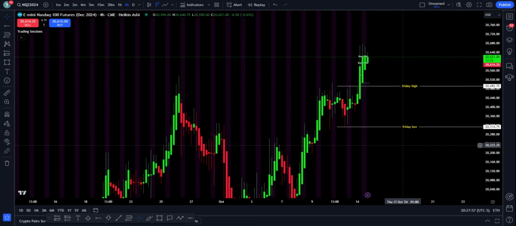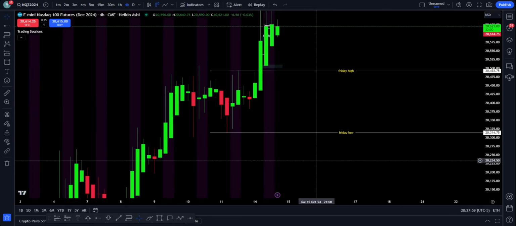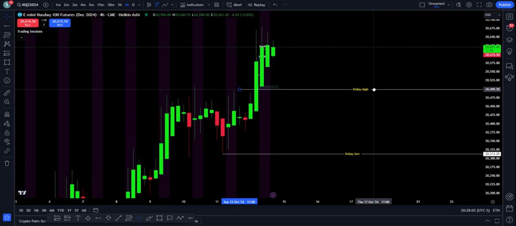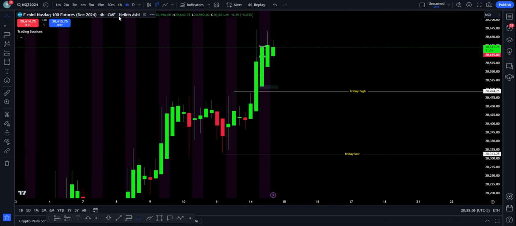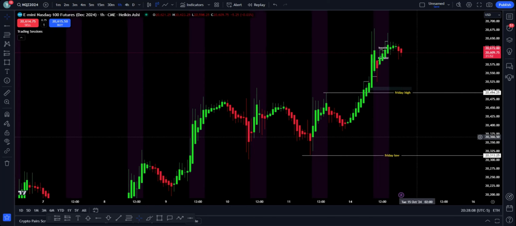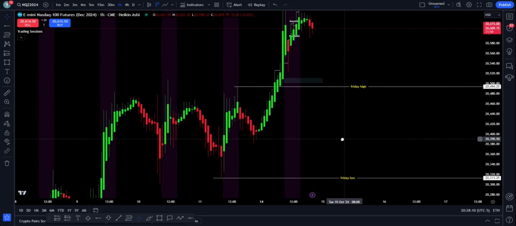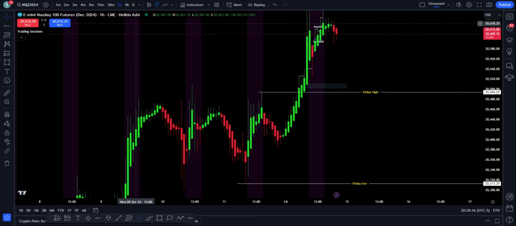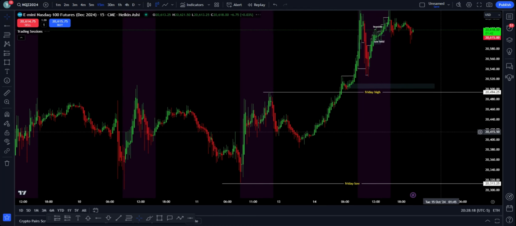So on the 4 hour, this is what we have. Let's drag this over here so it doesn't take up the whole vision. I already have my chart lined up so it makes it easier for you guys to see and understand, but I'm going to go in depth. So Friday's low, Friday's high. As you can see, we are in a bullish market structure because we took out the high. You can see the huge push to the upside. So let's look at the 15 minute.